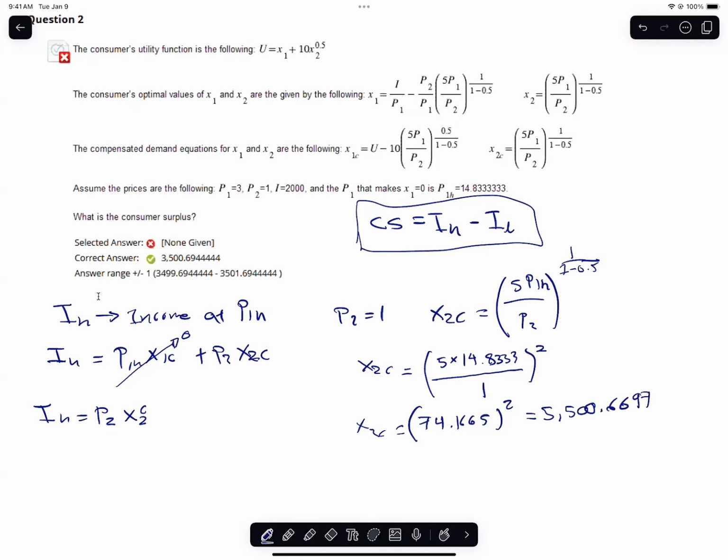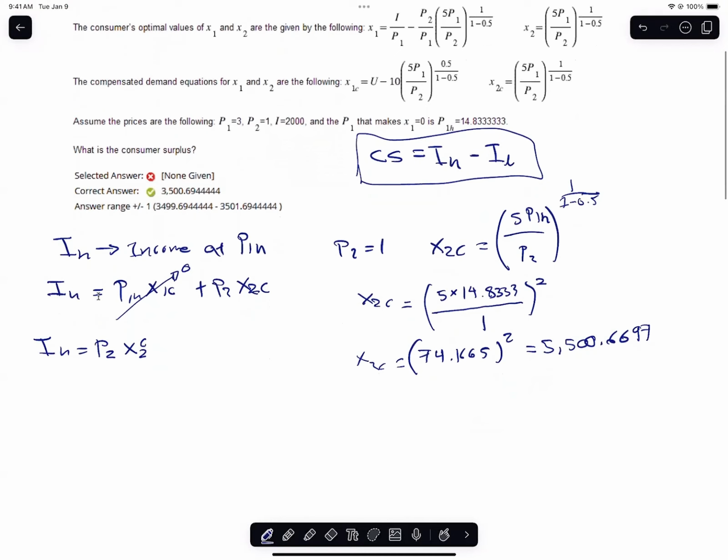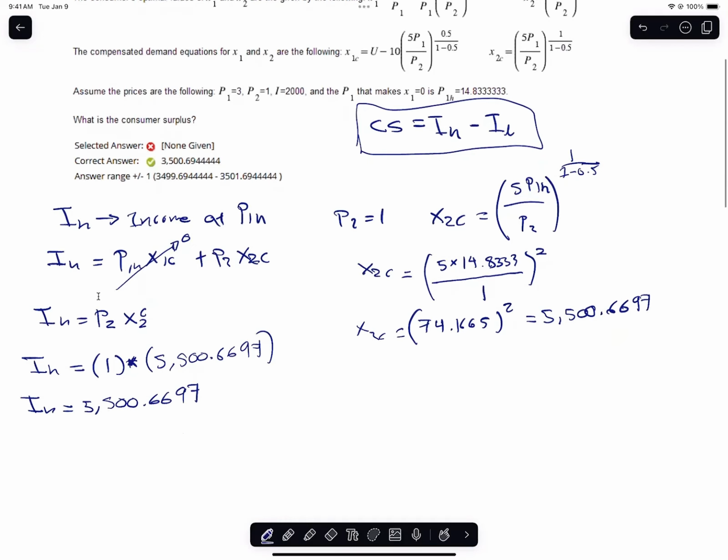Okay. So IH now is going to be P2, which is 1, times 5,500.6697. Obviously, it's always going to be the same number. So my IH is 5,500.6697. Now remember, the consumer surplus is going to be that income minus the original income, the income that I'm putting right here.